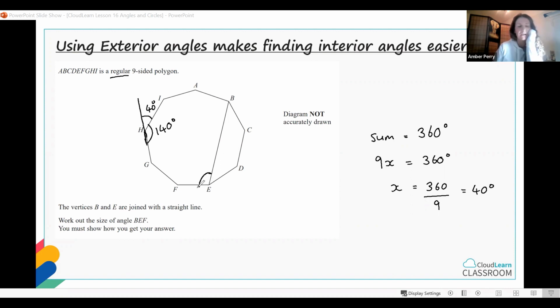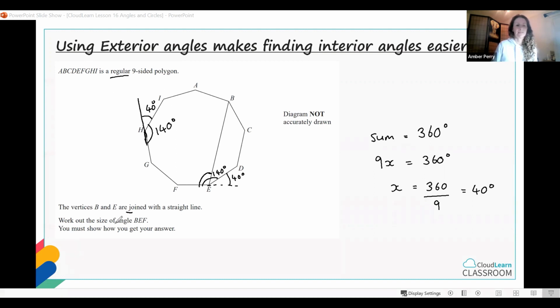we're going to have to think about what the whole interior angle is. So that's where you're going to use your angle knowledge, either go through that long method to find the interior, or you could think, okay, if I can work out the exterior, so we know that's 40, I can work out the interior, that's going to be 140, okay? So I can work out this whole angle. But I only actually want B to E to F.